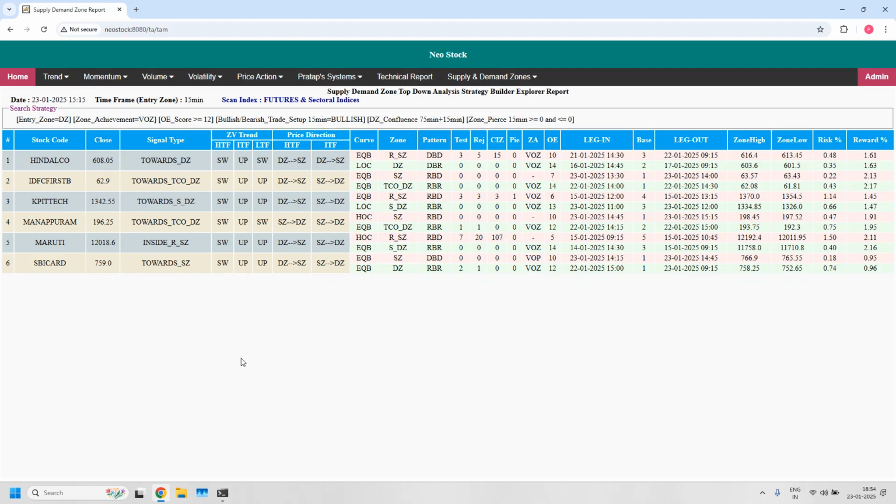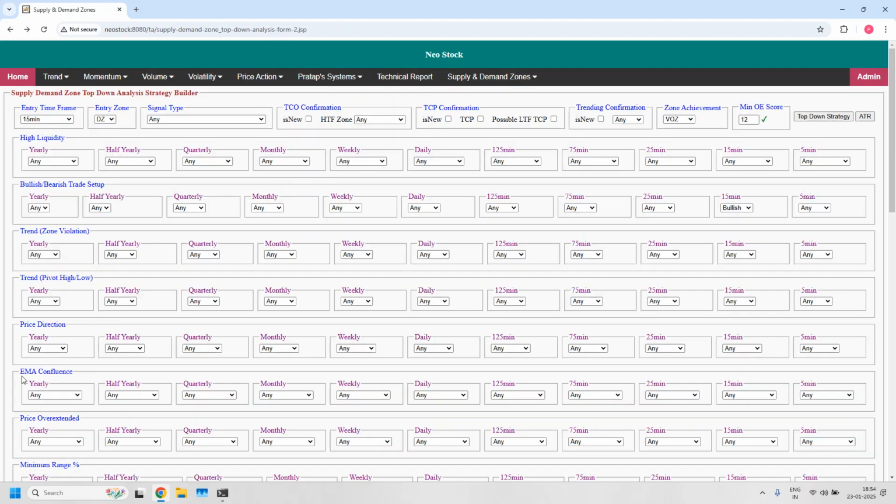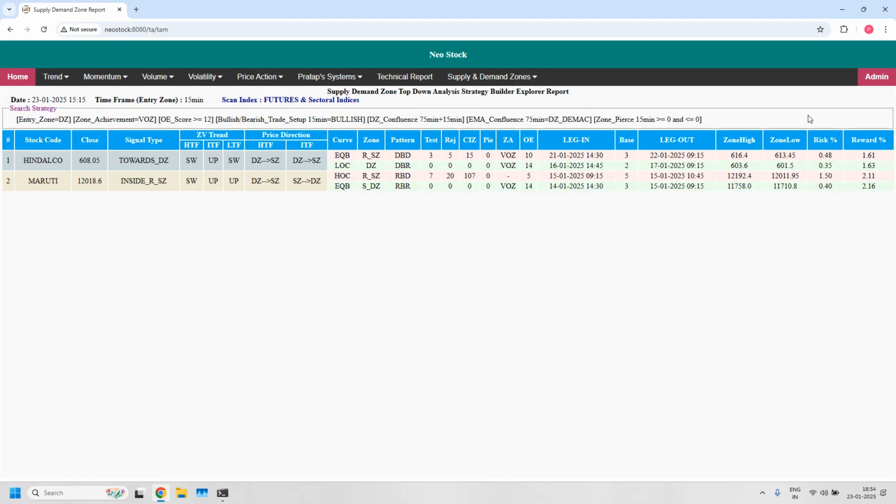So that's why let us verify if 75 minutes demand zones are having daily EMA confluence, because 15 minute zone is part of the 75 minute zone. In the EMA confluence, 75 minutes time frame, 75 minutes demand zone having daily EMA confluence filter is enabled. With this filter, we got 2 stocks. So these 2 demand zones are even more high probability trade setup supported zones. These 15 minutes demand zones.